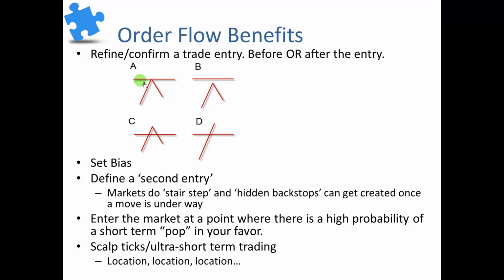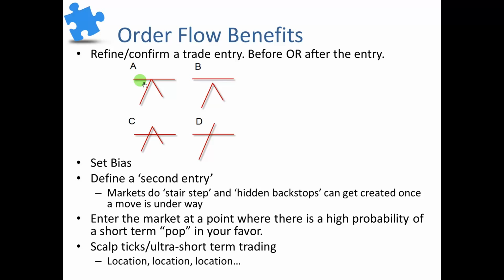That's kind of the first benefit of order flow. You can also use order flow to set a bias, and that's very simple. When the flow is biased upside, you only take long signals, and when the flow is biased downside, you only take short signals. I'll show you how I do that later on.